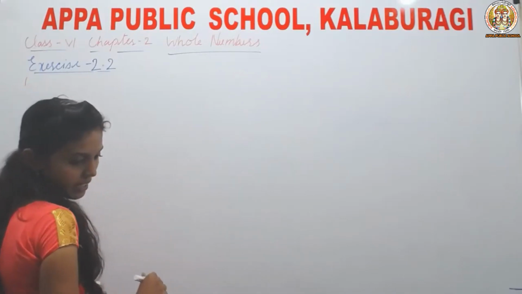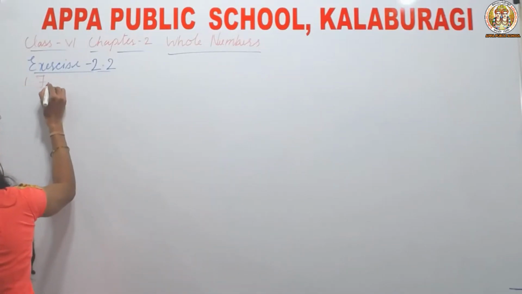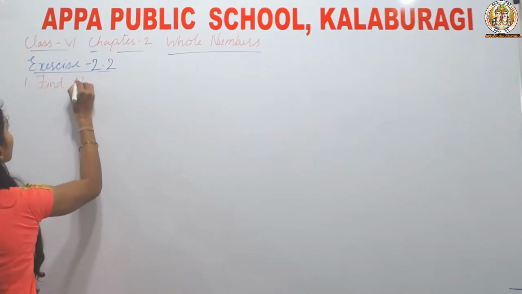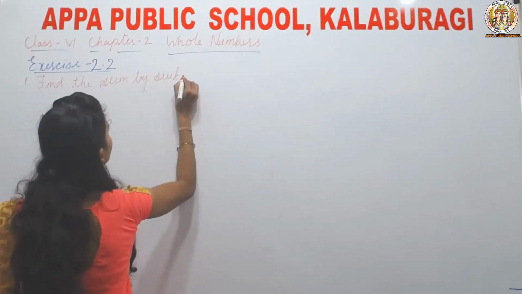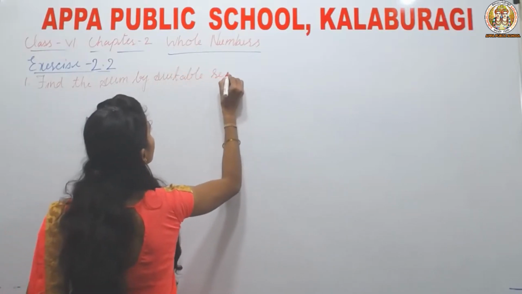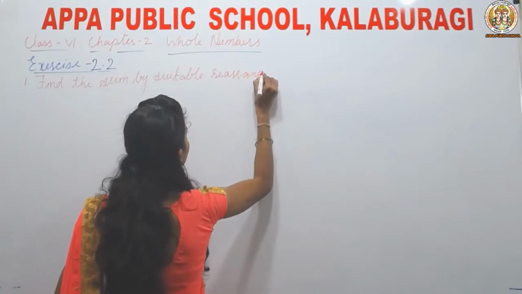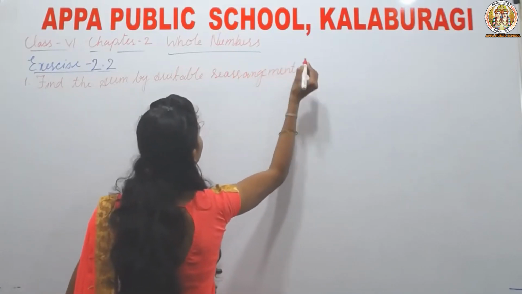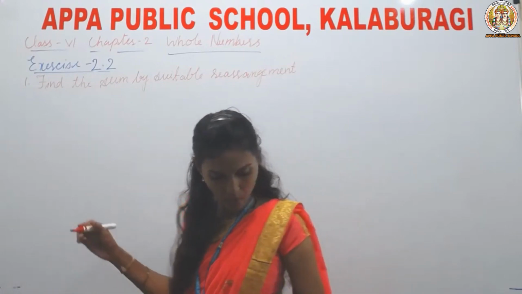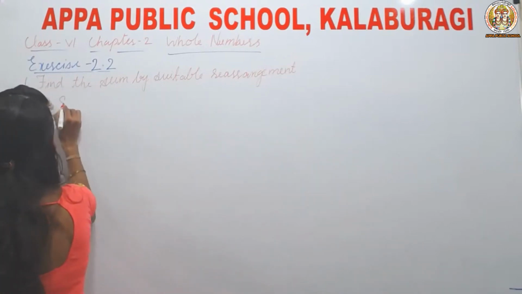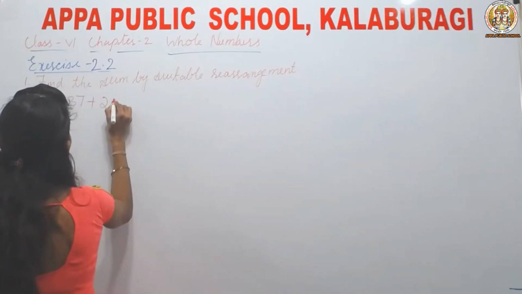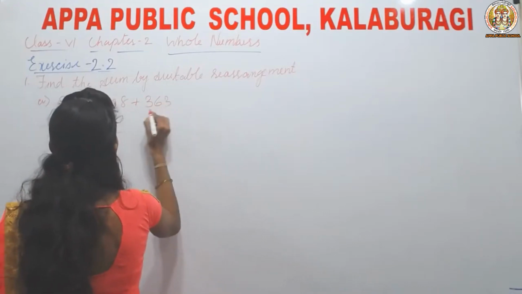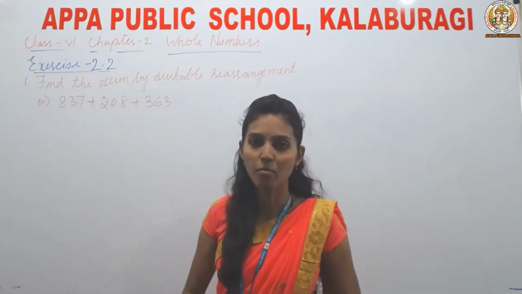Find the sum by suitable rearrangement. And the first problem is 837 plus 208 plus 363. This is the given number.